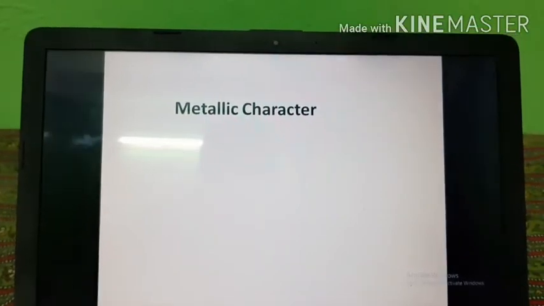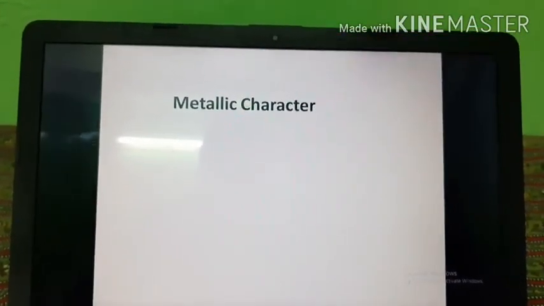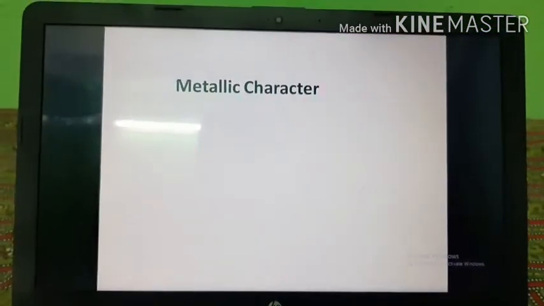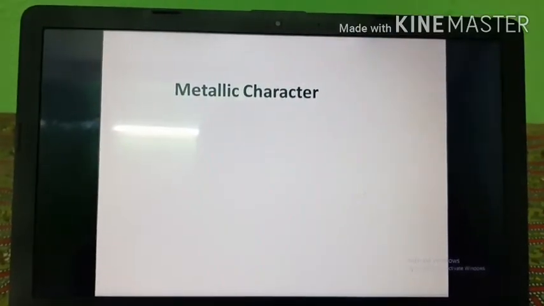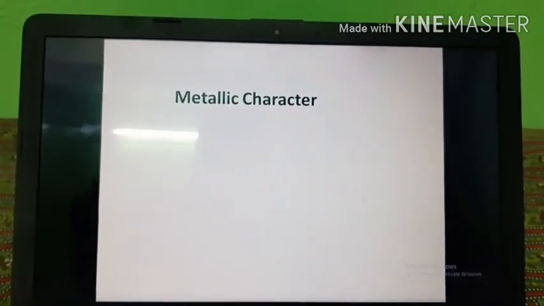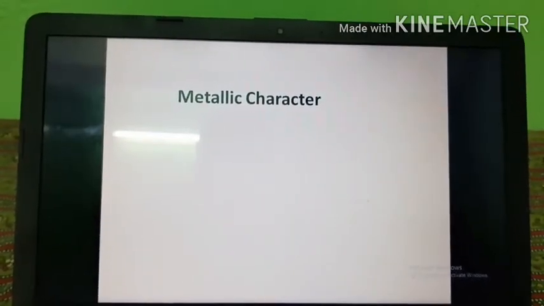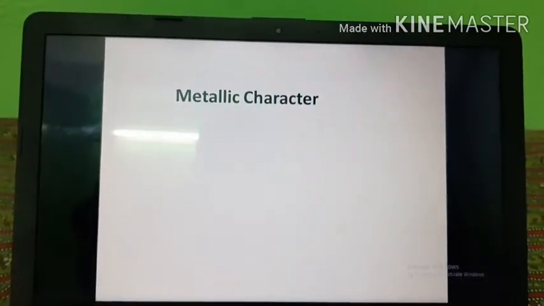But down the group, the atomic radius will increase. Consequently, the electron losing tendency will also increase. That means there is a resulting increase in the metallic character.